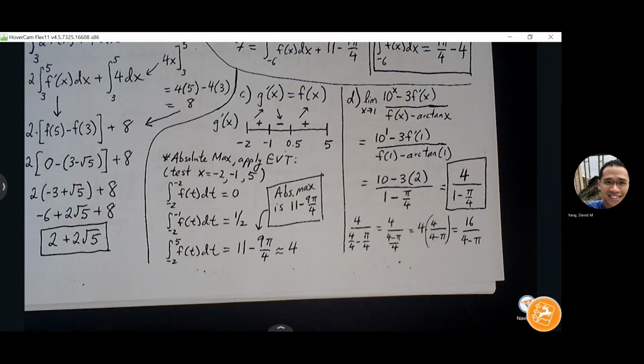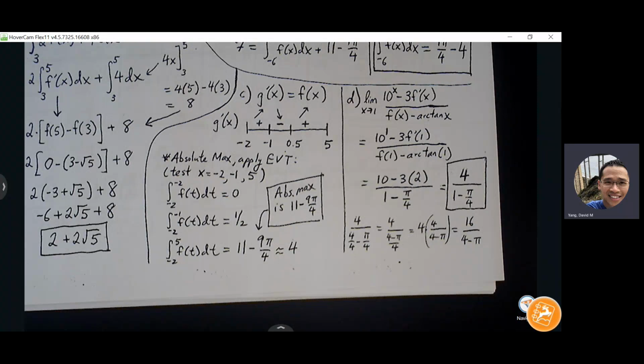So for the limit, I'm just plugging in 1 into my expression. 10 minus 3 f prime of 1. F prime of 1 is 2. Arc tangent of 1. What that means is, where's tangent first going to be equal to 1? That's going to be at pi over 4.